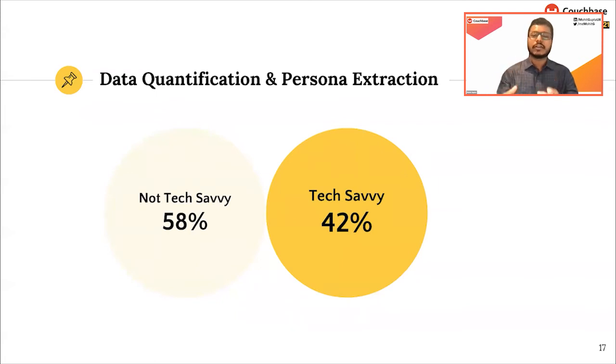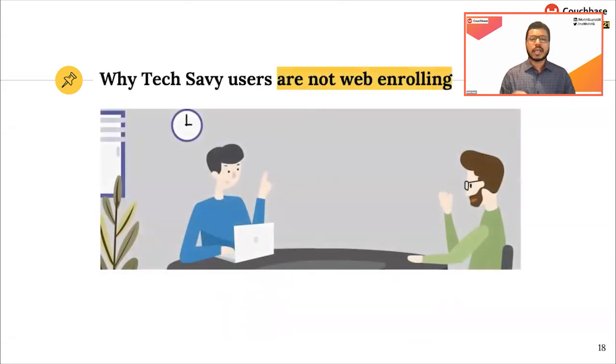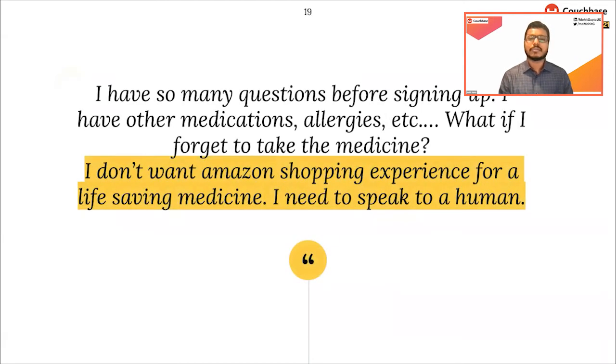So we started identifying these personas from the data, and we went back and spoke to these patients, and we asked them, what is it which stops you from enrolling? We met them in their atmosphere after they came out from the meetings with the doctors, where they had been given advice. And before giving you examples, this was one of the quotes which one of the patients said: I have so many questions before signing up. I have other medications, allergies, etc. What if I forget to take the medicine? I don't want an Amazon shopping experience for a life-saving medicine. I need to speak to a human.